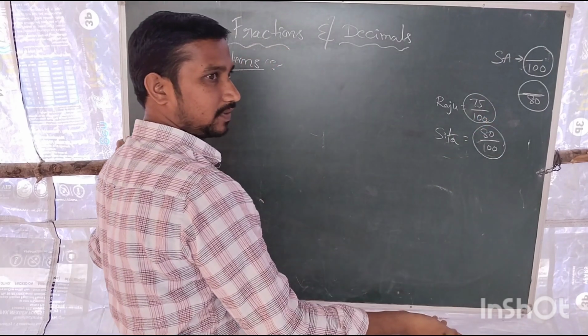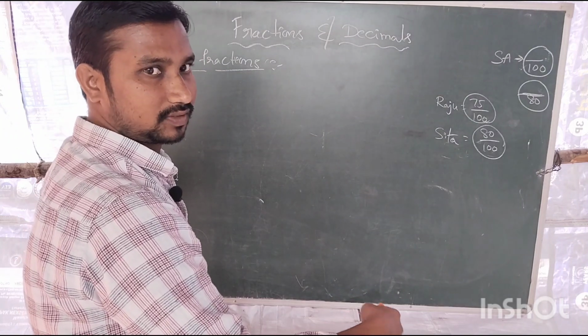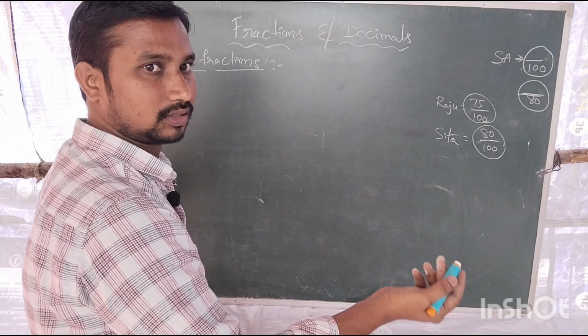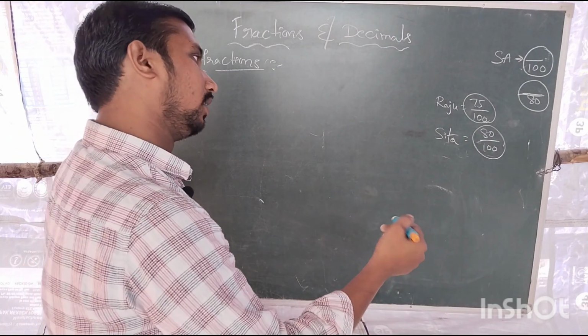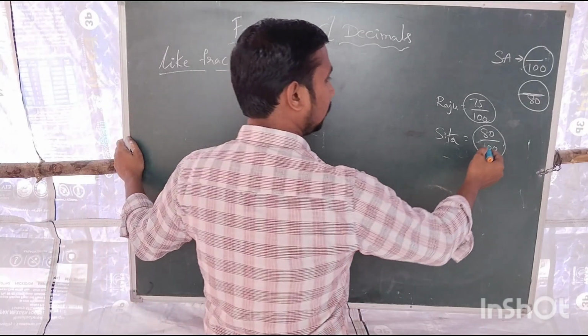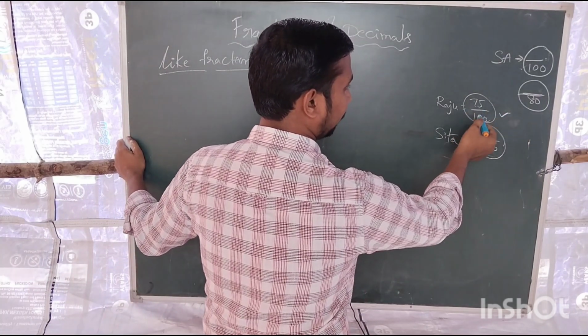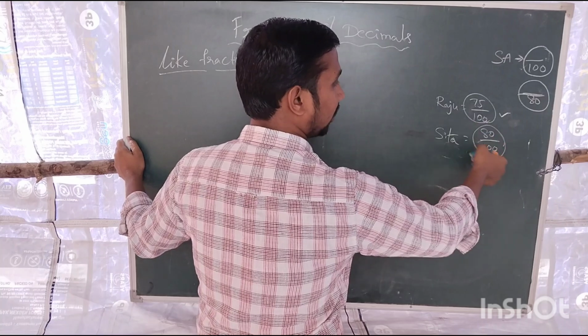What is the greatest fraction, what is the smallest fraction, like that compared to the fractions. That concept, another concept, after that I will tell you. So it is 75 by 100, 80 by 100. It is compared very easily.